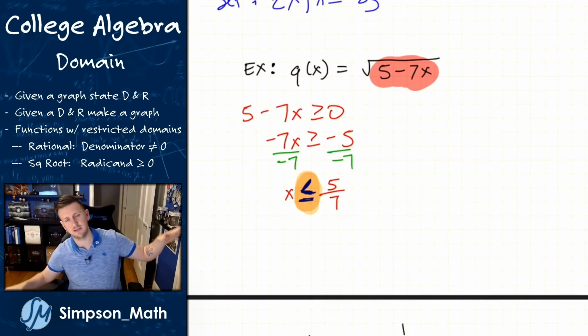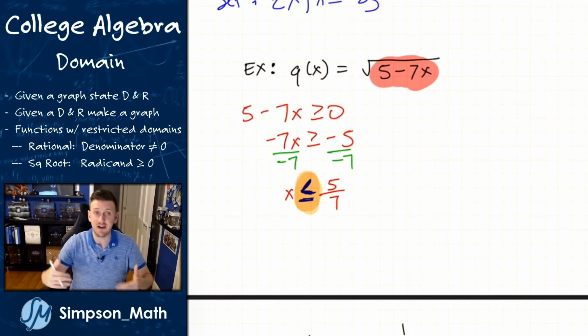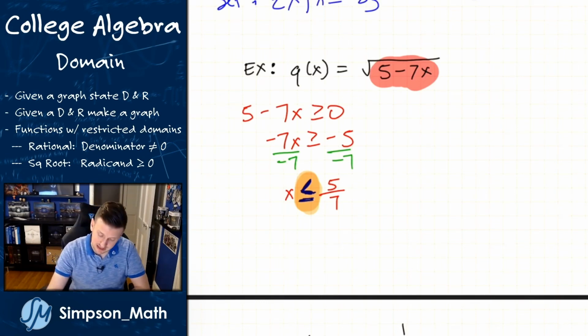Imagine a seesaw or one of those old traditional scales. They are not equal. So let me just go ahead and work this way. I could have added the 7x to the other side, like I said. So 5 is greater than or equal to 7x. Then I could divide both sides by 7, and we'll get 5/7 is greater than or equal to x.